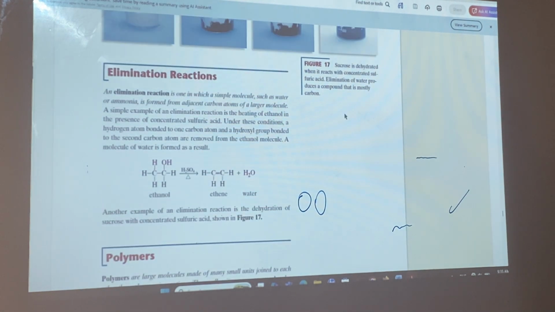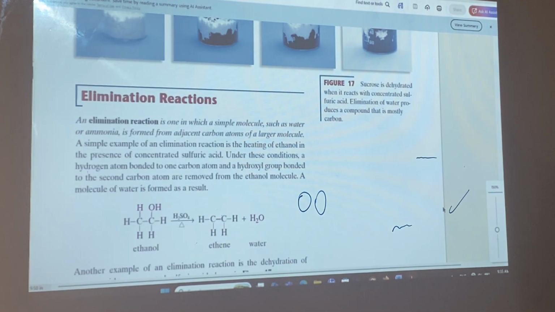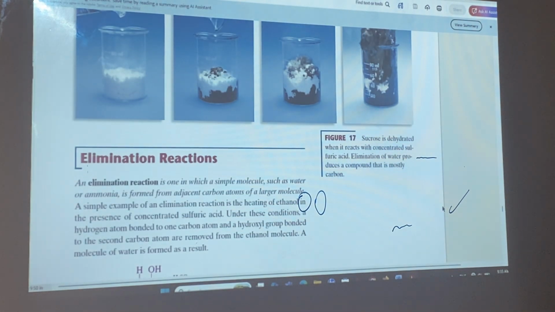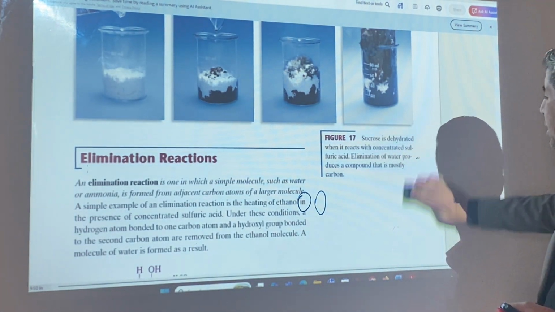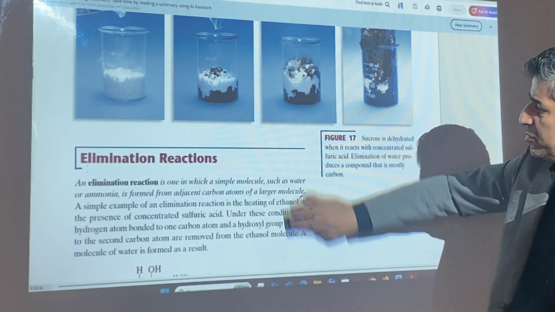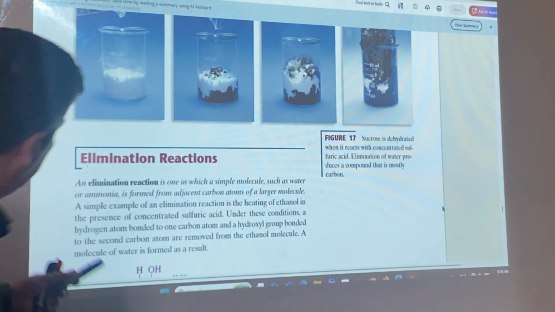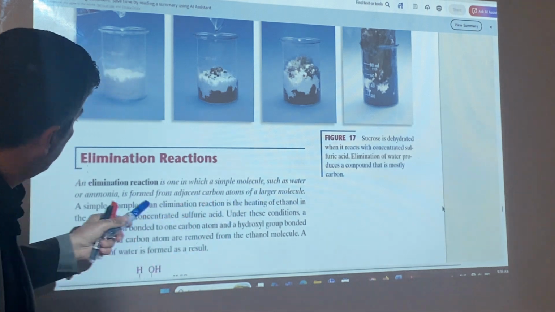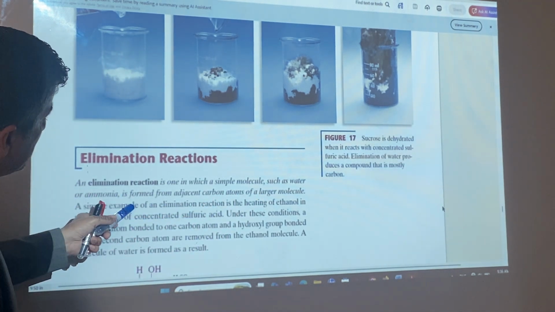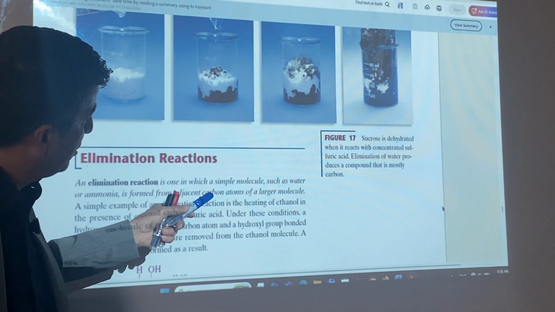Another reaction we have is the elimination reaction. The elimination reaction occurs when a molecule with a single bond or double bond is changed to a double or triple bond. That means the elimination reaction increases unsaturation, or decreases the saturation of the molecule, opposite to the addition reaction. An elimination reaction is one in which a simple molecule such as water or ammonia is formed from adjacent carbon atoms of a larger molecule.